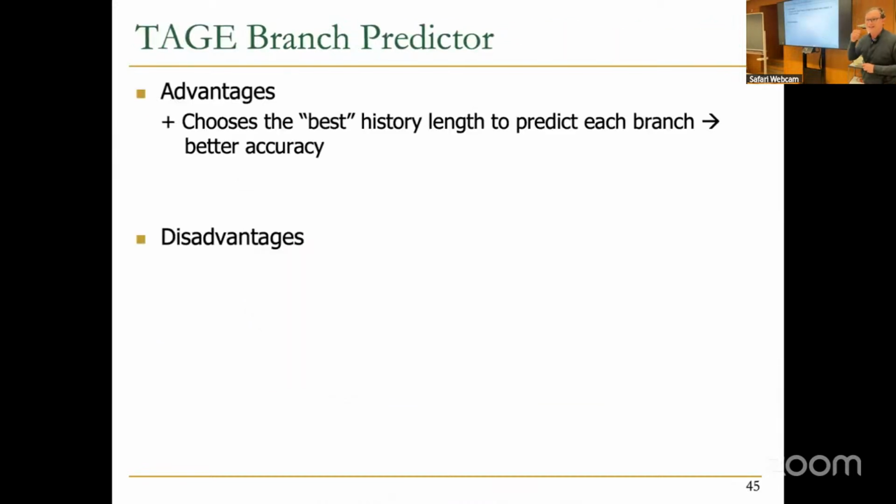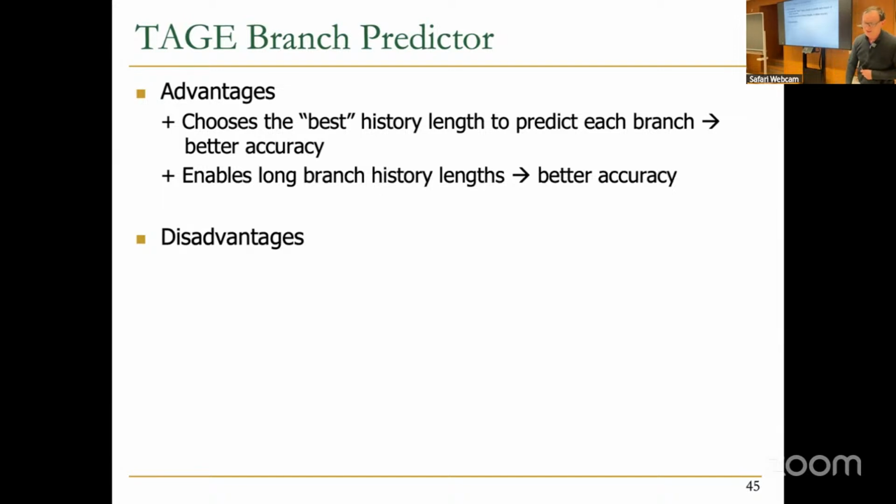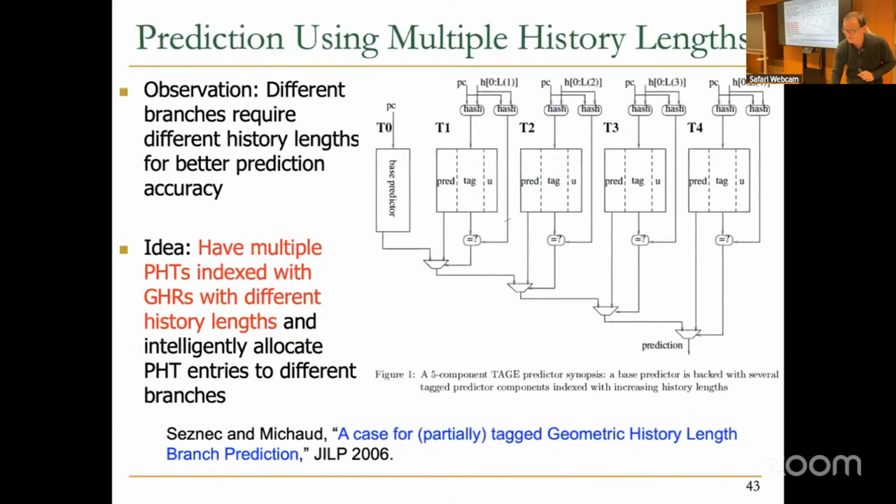So the advantage is you choose the best history length to predict each branch, hopefully best. This depends on how you train this thing, how you actually decide what to use. Hopefully you get better accuracy. And again, this is real. You get better accuracy in real systems. It enables long branch history lengths, and it gets you better accuracy. So Perceptron enables long history lengths by having large weight vectors, right? Here you enable long history lengths by having tags, for example, right?